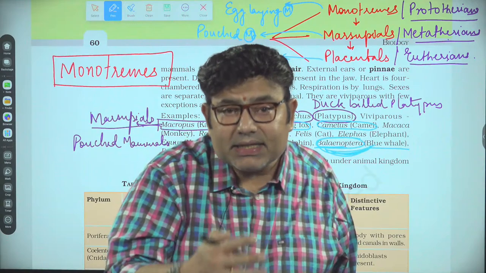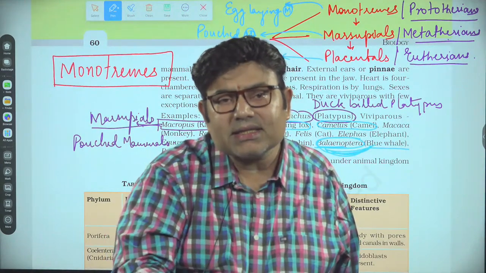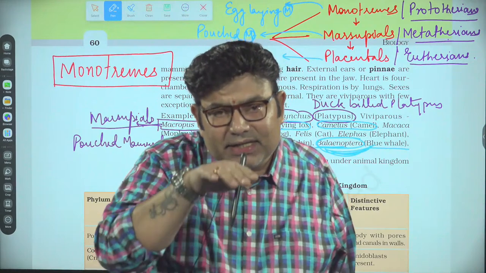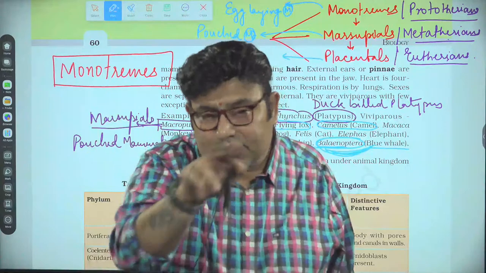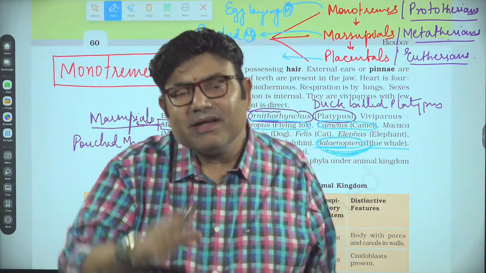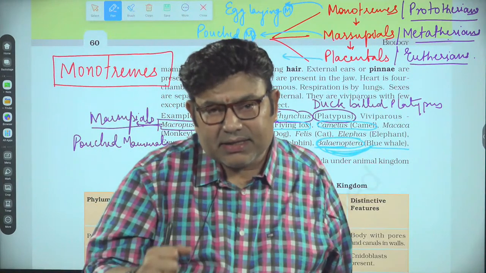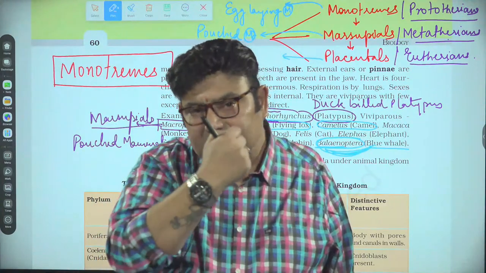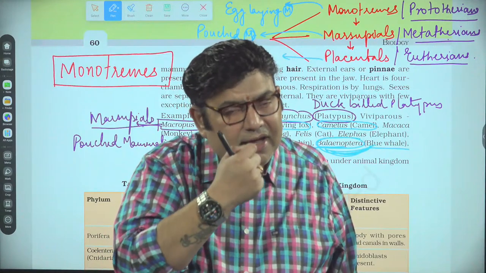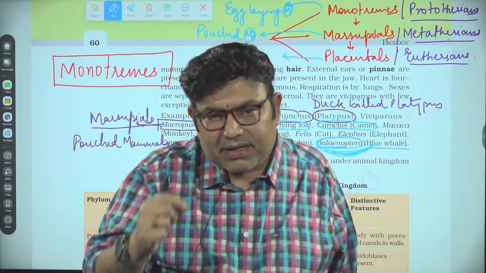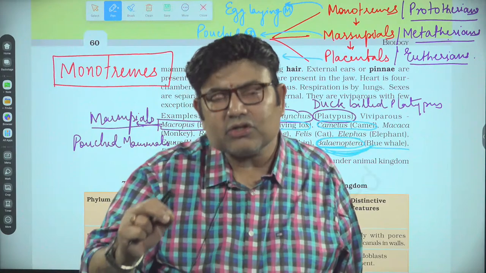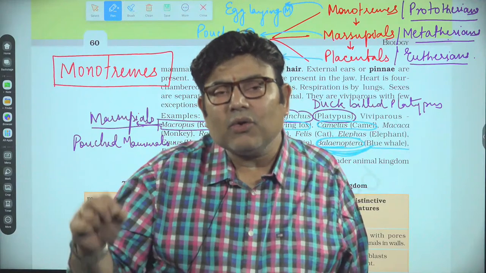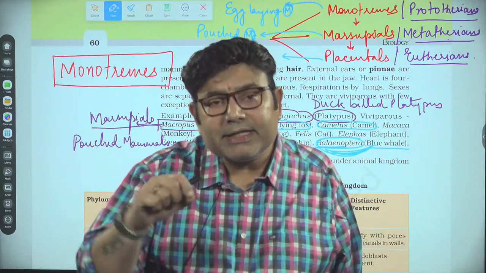Canis, dog. Felis, cat. These two people can reverse them. Canis, dog. Carnassial teeth. You know, they have got scissor-like teeth. Canis, dog. Felis, cat. Balaenoptera, blue whale.